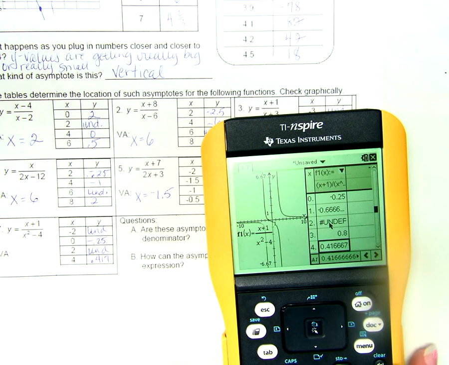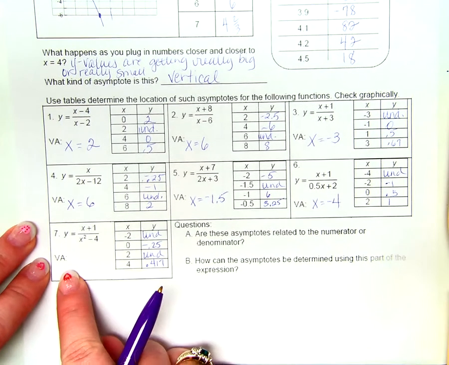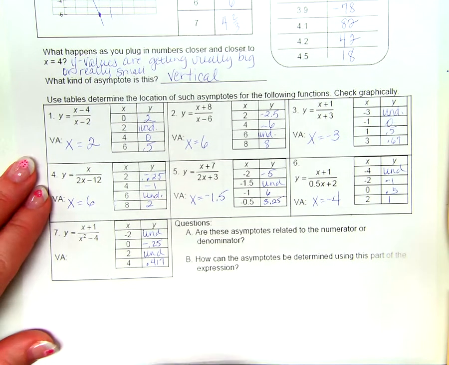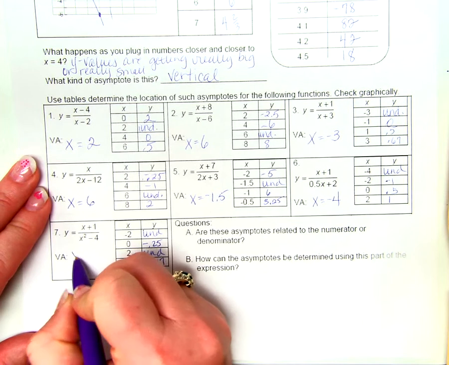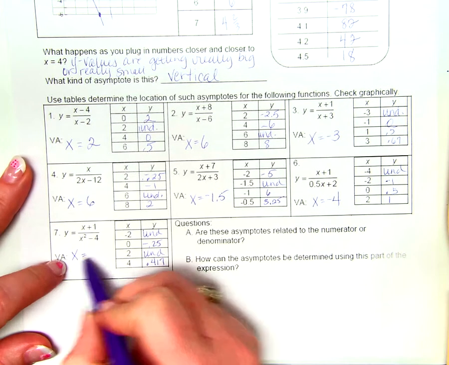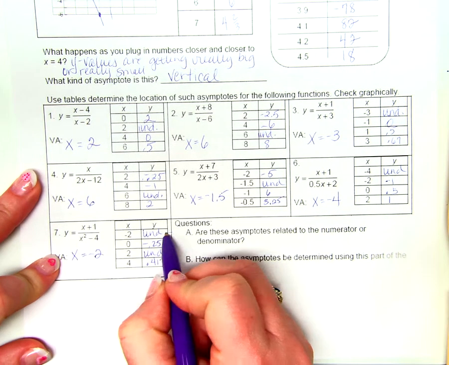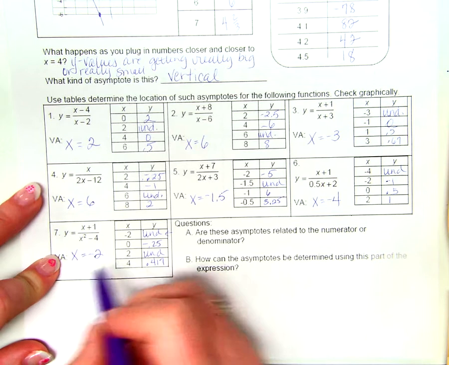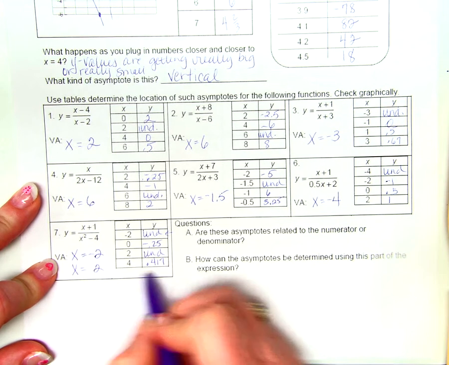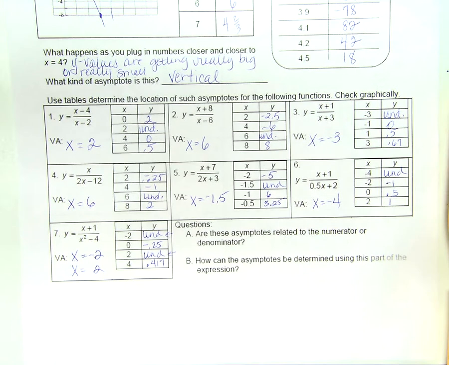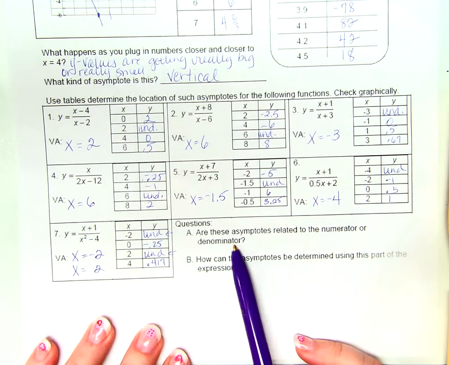Okay? So, what about asymptotes here? Vertical asymptotes? There's 2, isn't there? X equals negative 2, because that's where it's undefined in my y. But x also equals positive 2, because it's also undefined there. So my first question to you is, are these asymptotes related to the numerator or the denominator?